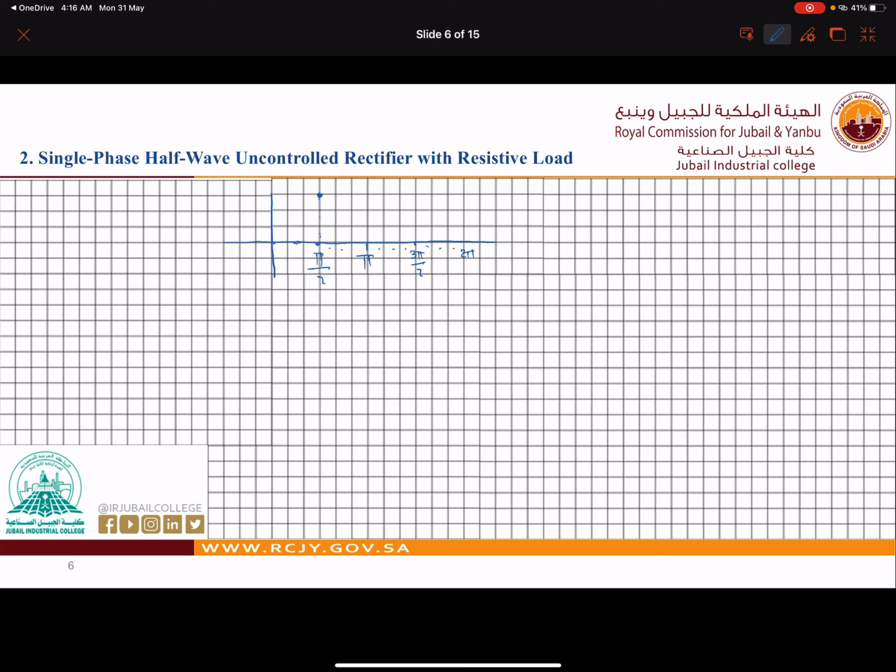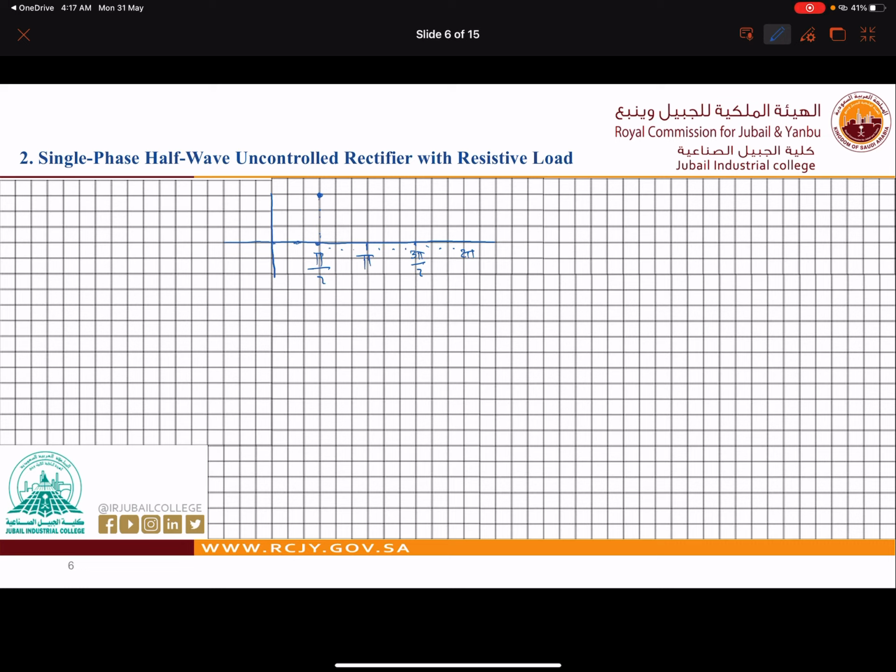Okay, so if we need to draw, you may be asked in the exam to draw, let's say, the supply waveform. Then we will draw it like this. You need to divide the squares here with convenient numbers. Then we put the peak values.